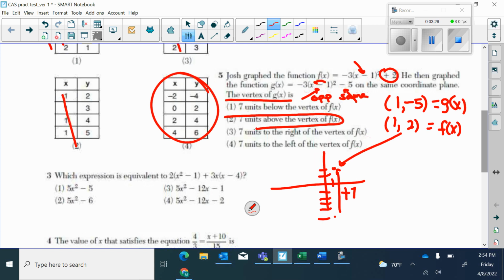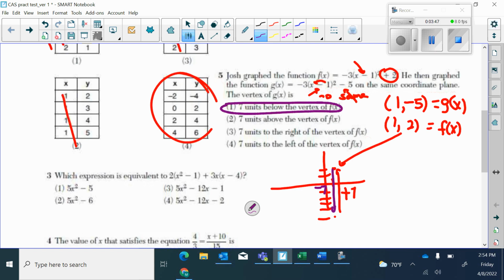So the g of x is in the opposite direction. G of x is down here, so it's 7 units below f of x. It depends on which order they're referring to. They want to compare g of x to f of x. So the g of x is 7 units below the vertex of f of x. Pay attention to the order that they write it.